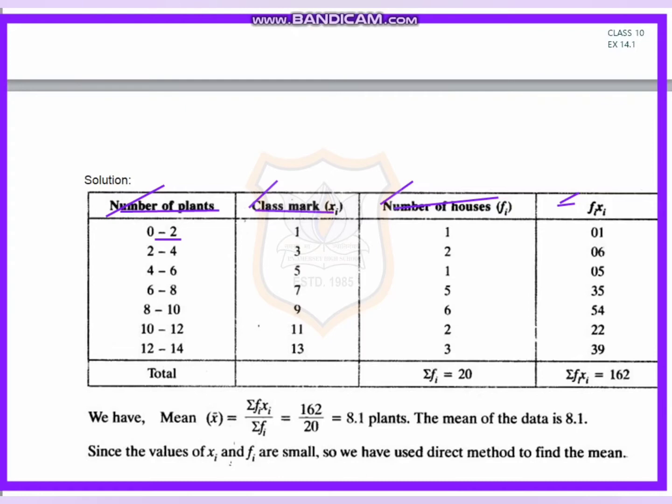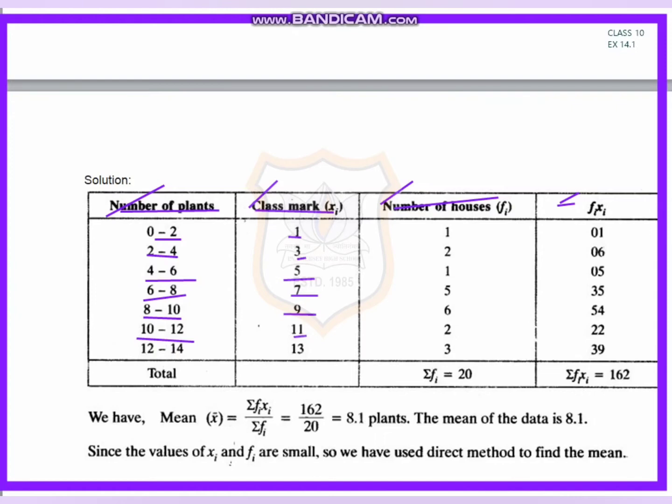For 0 to 2, we add 0 plus 2 is 2, 2 divided by 2 is 1. In the same way 2 plus 4 is 6, 6 divided by 2 is 3. 4 plus 6 is 10, 10 by 2 is 5. 6 plus 8 is 14, 14 divided by 2 is 7. 8 plus 10 is 18, 18 divided by 2 is 9. Sorry, 10 plus 12 is 22.